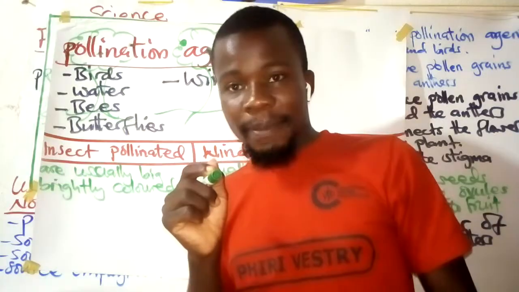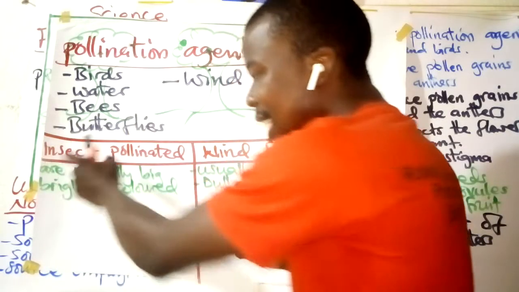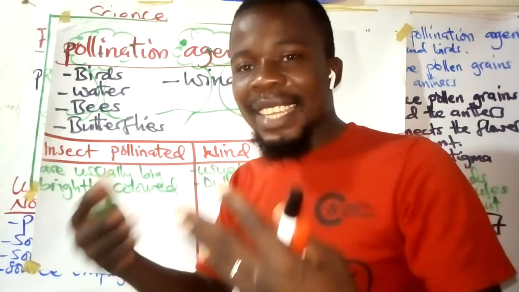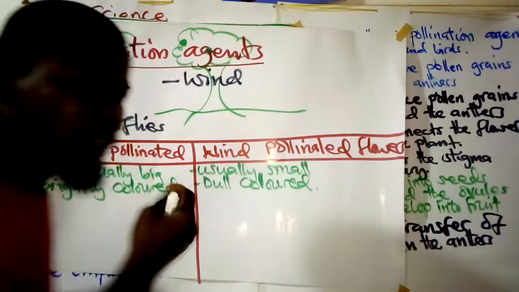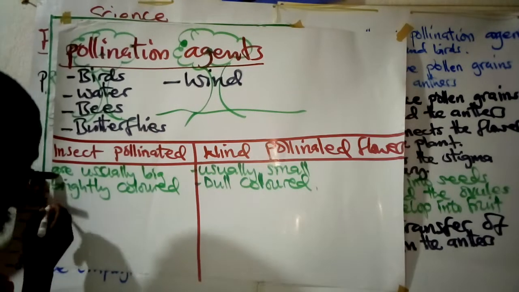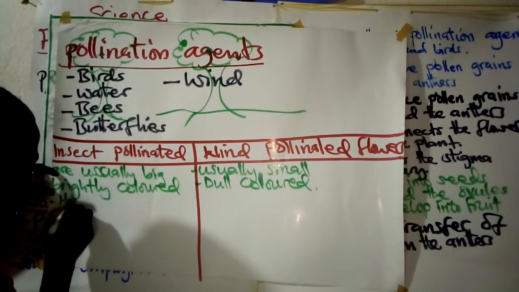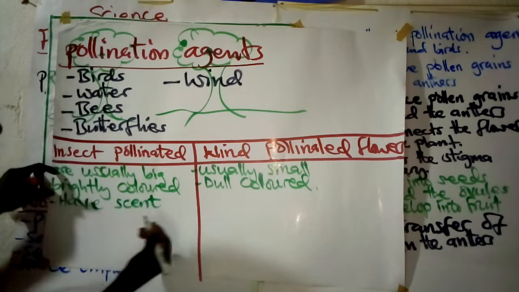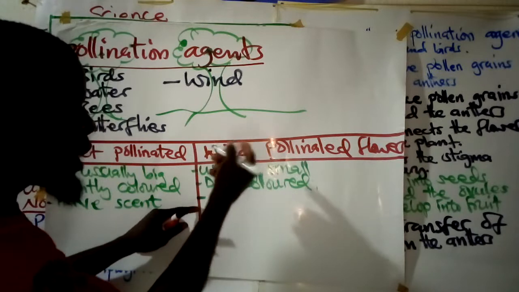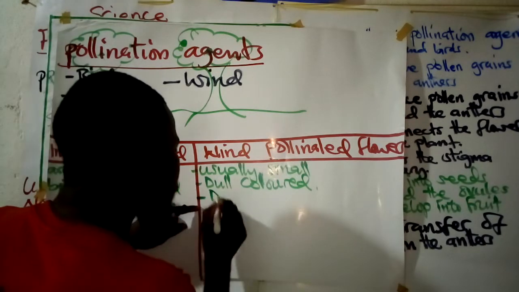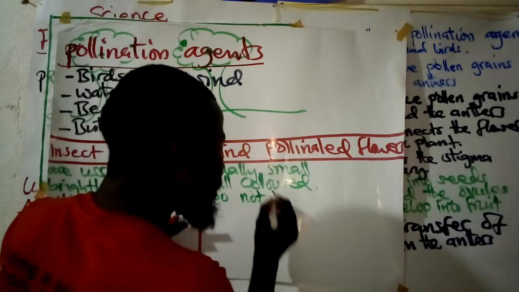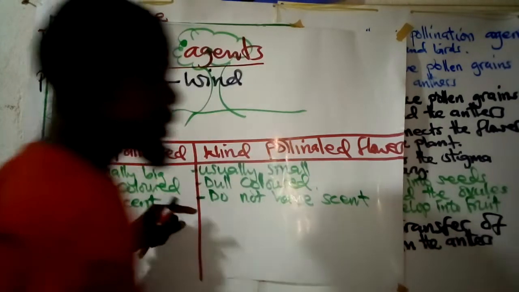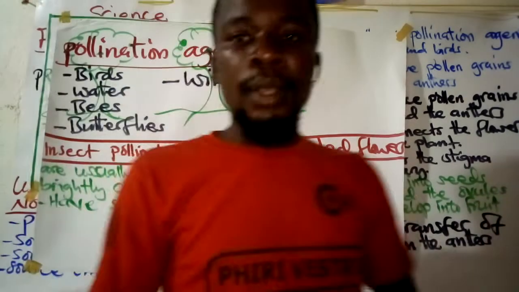Another difference is that the insect pollinated flowers produce scent. Kununkila. They have scent, while the wind pollinated flowers do not have scent. All right.